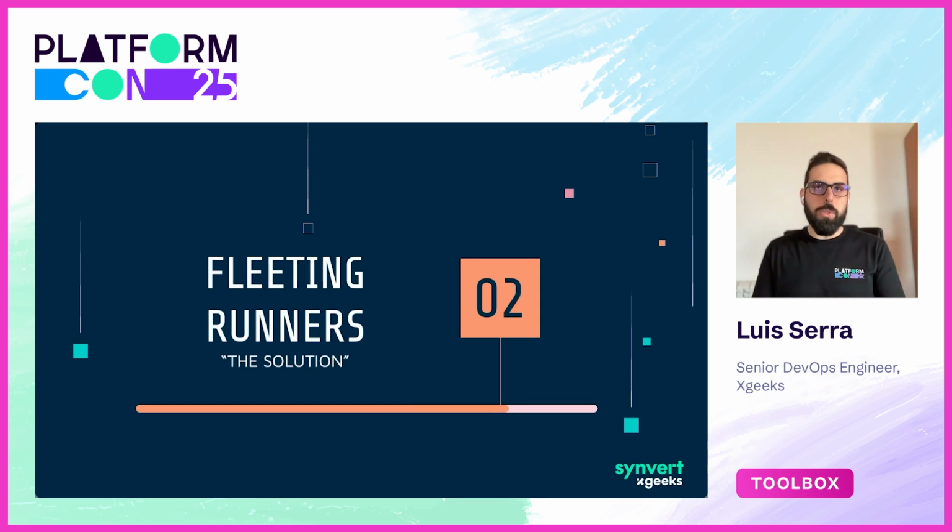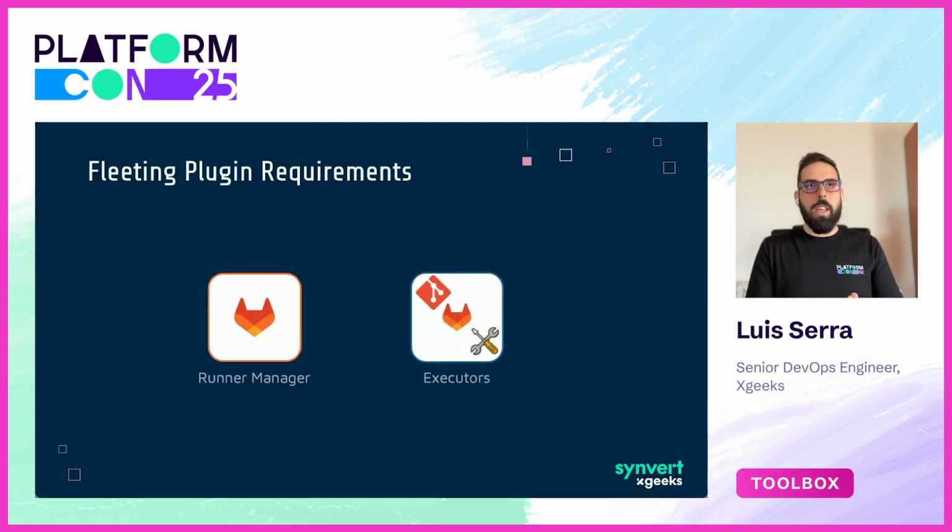So let me introduce you to Fleeting Runners, the solution that we have been working on and developing so far. We have been working on it for the last two years, and basically it is a solution based on GitLab runners with the Fleet plugin. That is a plugin responsible for managing resources on a cloud provider. That's where the Fleeting Runners name comes from.